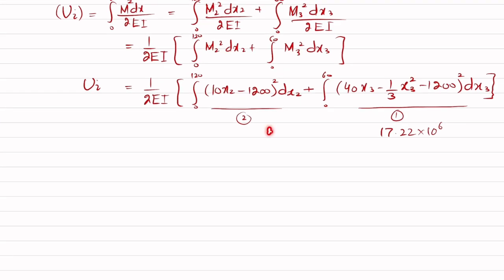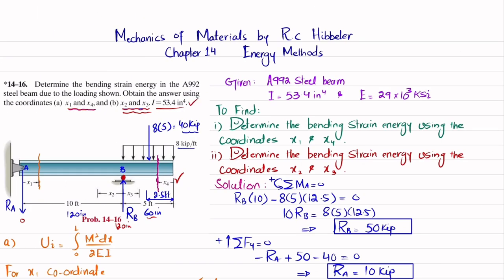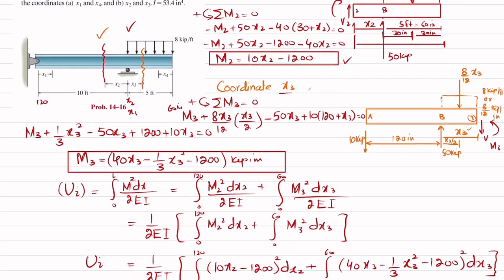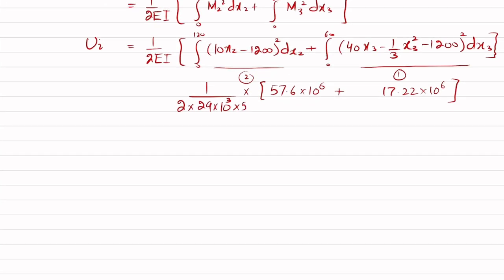So 57.6 into 10 raised to power 6 multiplied by 1 over 2EI. So 2 is there, E is 29 into 10 raised to power 3 ksi from the property table, and I is 53.4. 53.4 will give you U, strain energy due to bending for coordinate x2 and x3.